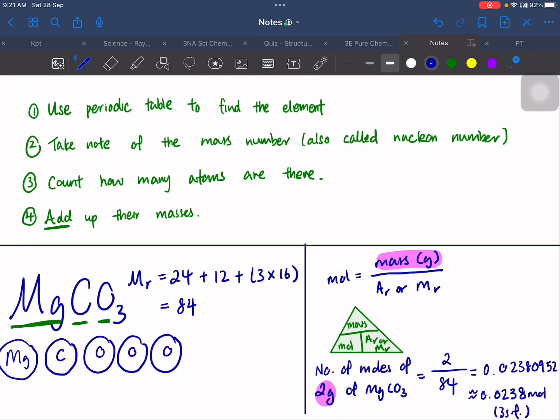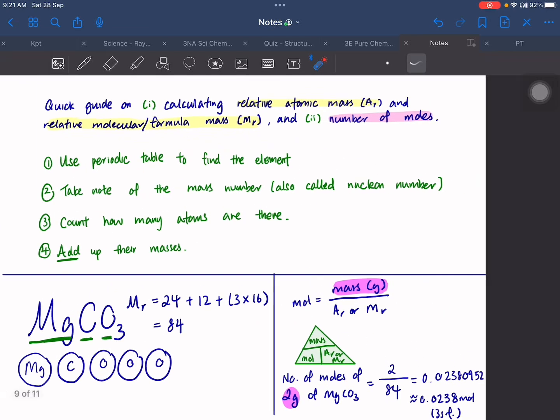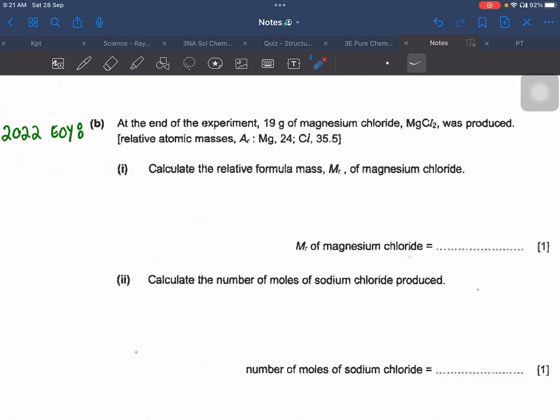Right, we're going to apply this to the next few questions using the end of year paper as an example. Then you can see how you can apply your MR calculation and your mole calculation to score for such questions. Let's take a look at 2022's end of year paper. So this is the 2022 end of year paper.